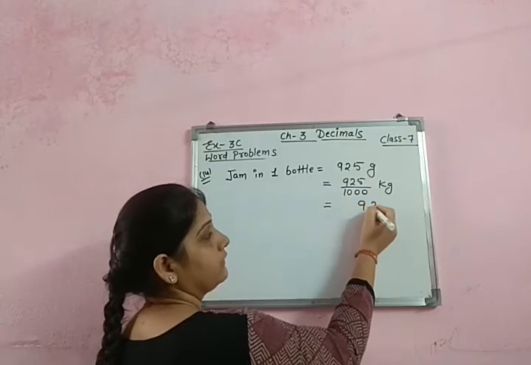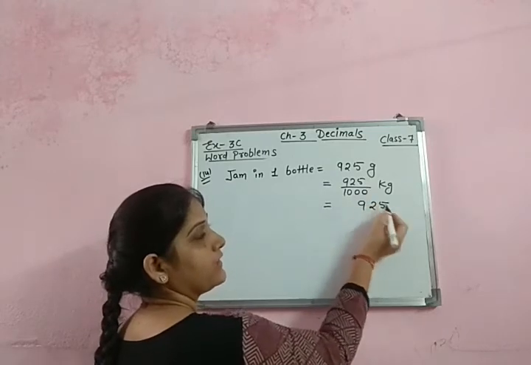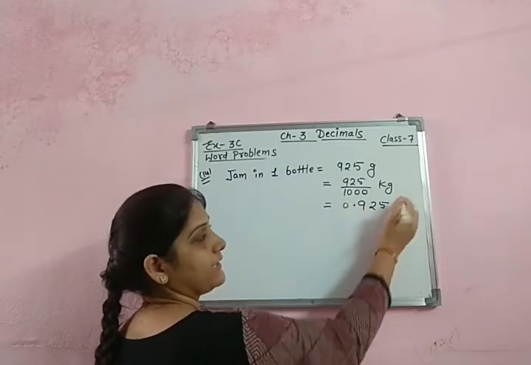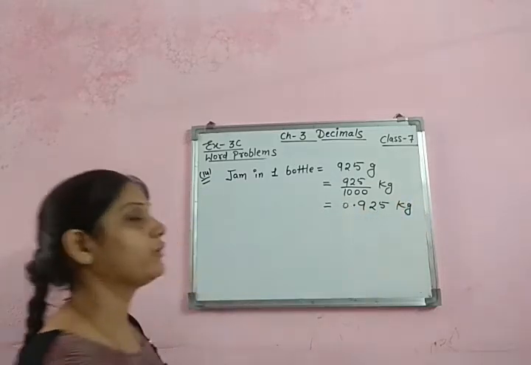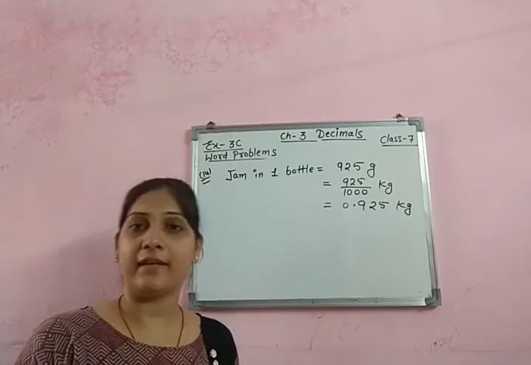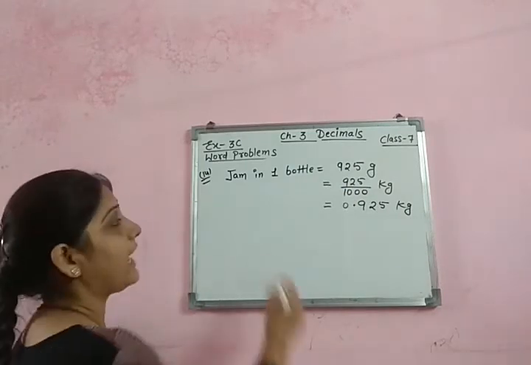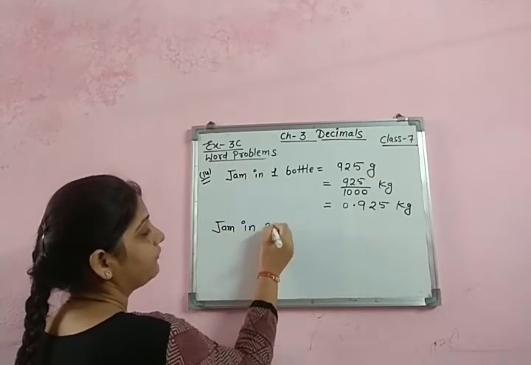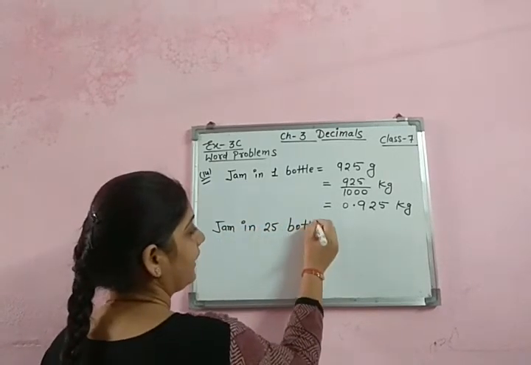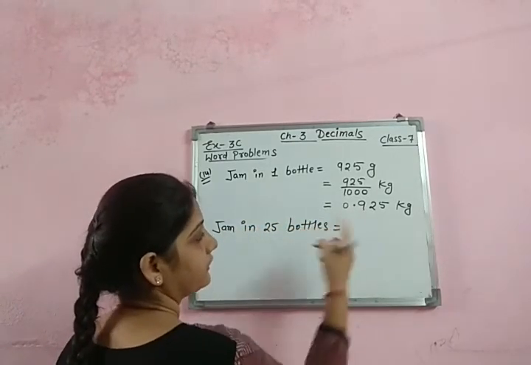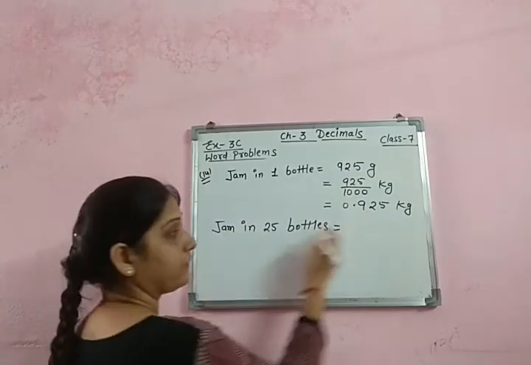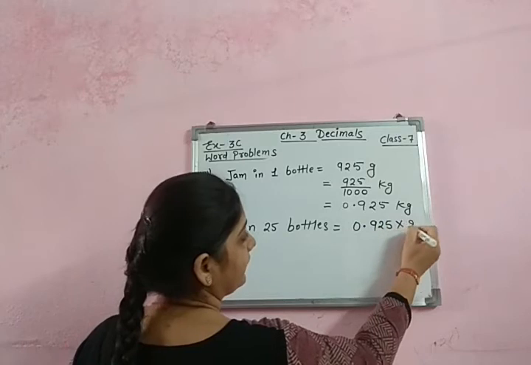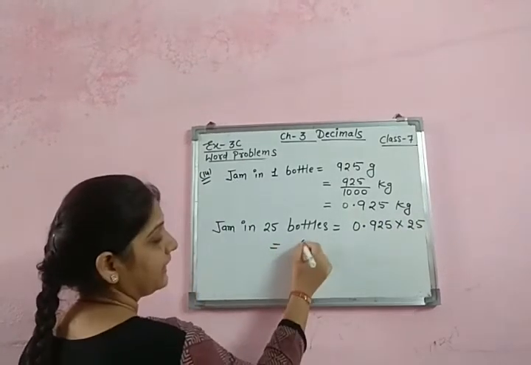How? By counting the places, there are 3 zeros. So 1, 2, 3, and then put the point. There must be 3 decimal places. So in kilogram, it is 0.925 kilogram. So this is jam in one bottle. Now we have to find jam in 25 bottles. What is the quantity of jam in 25 bottles? So this should be multiplied by 25. 0.925 into 25. Let's multiply.